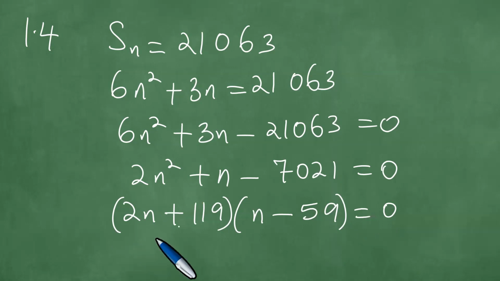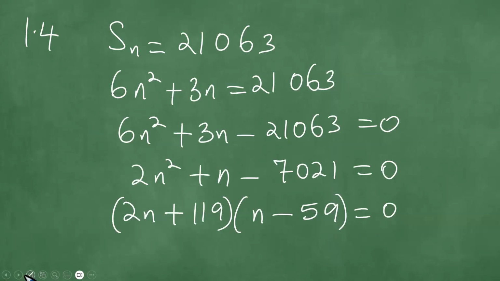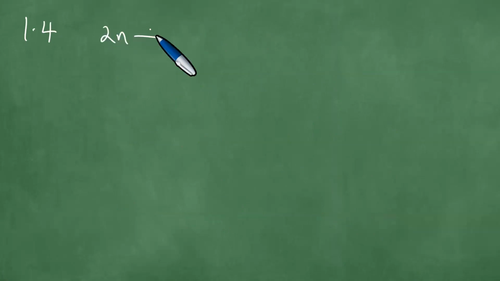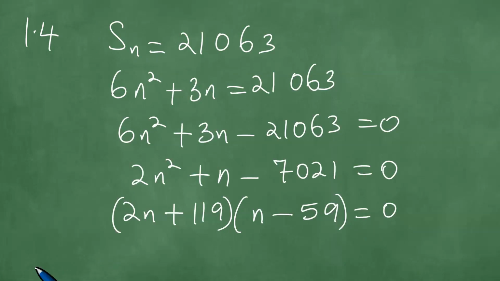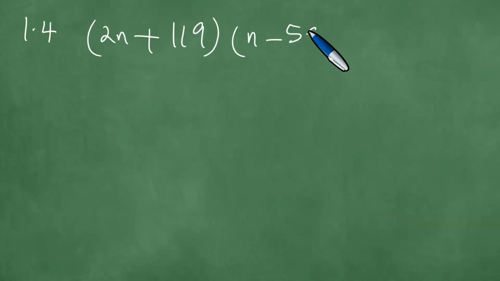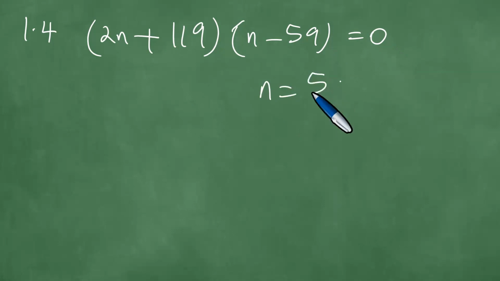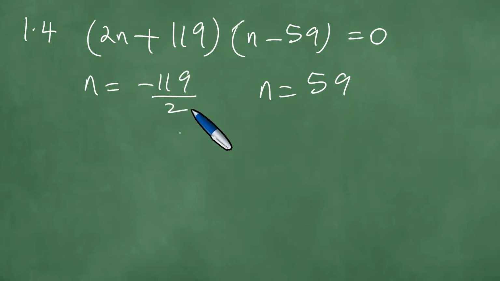Okay, right. So if you factorize, these become the factors. And now let's proceed to 1.4. So we've seen therefore that it's 2n plus 119 into n minus 59, and this becomes 0. As a consequence, what we're then getting is that n is 59, n is minus 119 out of 2. Okay, so this is the case.